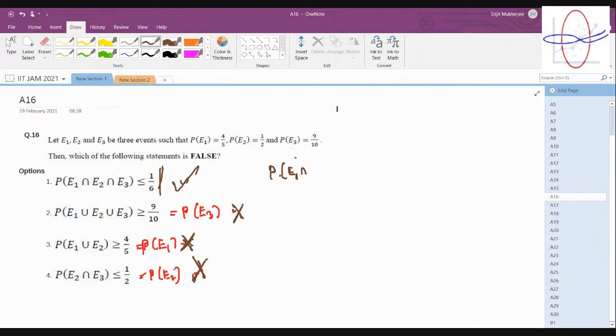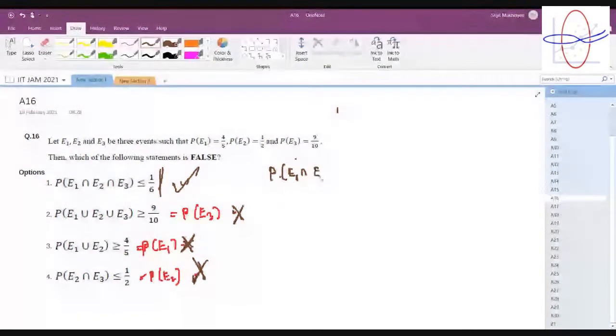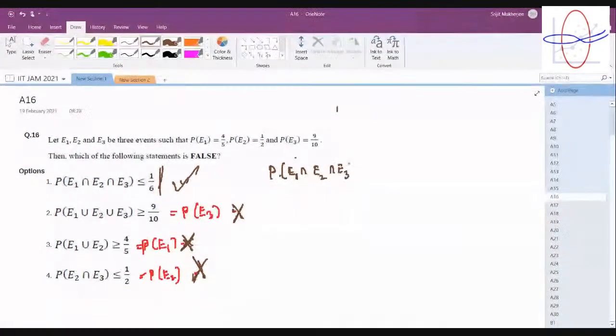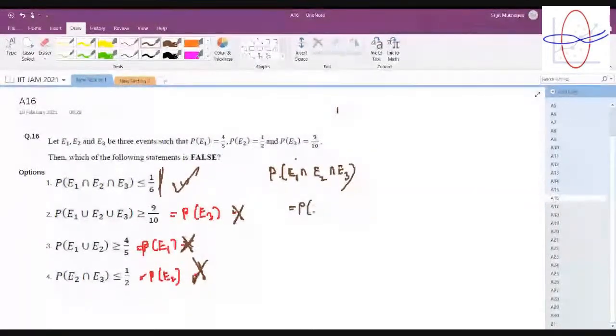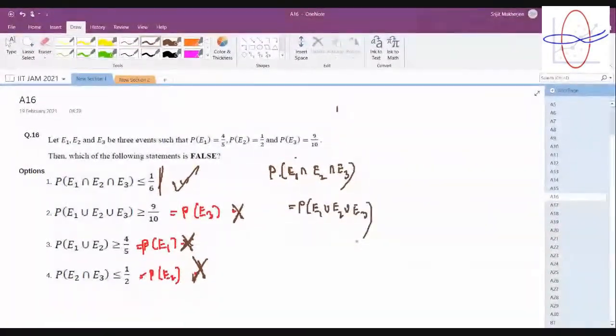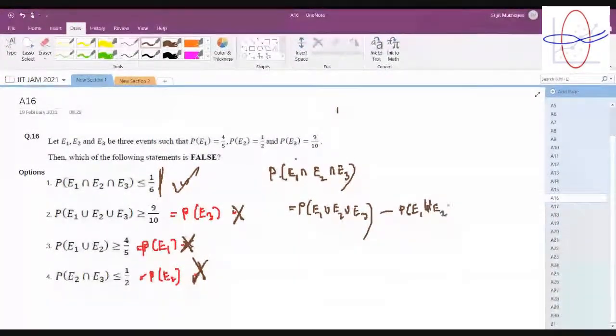So see you in the next video. Think about it. What I personally think, we can try a bit: probability of E1 intersection E2 intersection E3 is equal to probability of E1 union E2 union E3 minus the rest. See, this is much more interesting, that we should go into the depths of the problem. That's why I didn't leave it here, but I'm not sure whether it will lead to the actual solution or not.